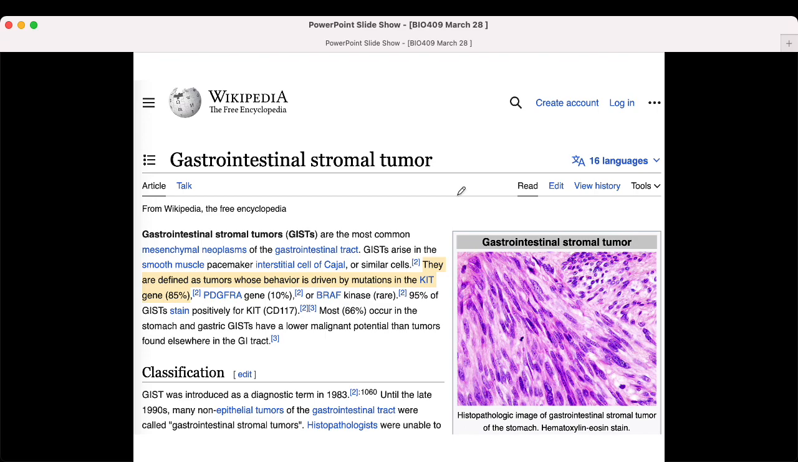Because it's like 85%, and then 10% more are KIT but not mutant, and then there's another 5% that apparently don't express KIT, right? So I think they're sort of starting to lean into that in our course, KIT, but then it's going to get more complicated than that as they get more refined in understanding it.